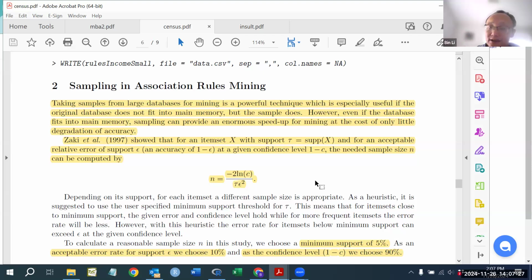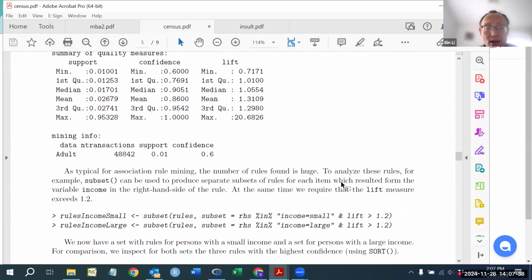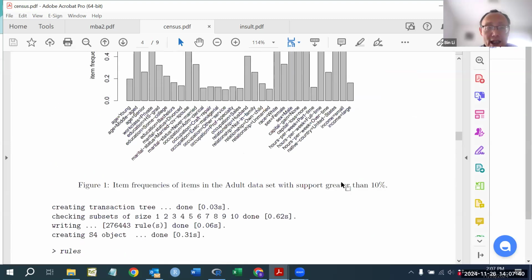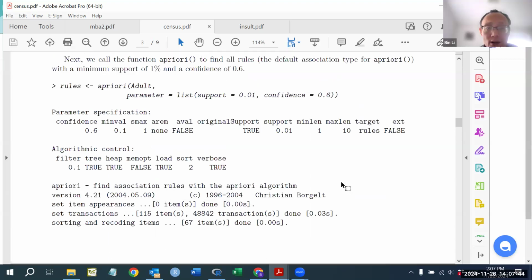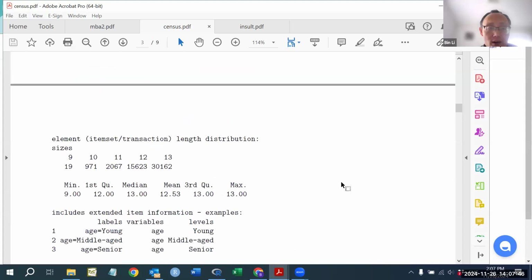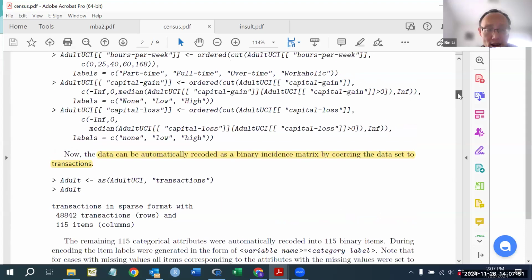Okay, so then the needed sample size can be computed by this formula. In our case, remember the sample size, we have about 48,000, right? We have how many? I think we have 48. Yeah, over 48,000.